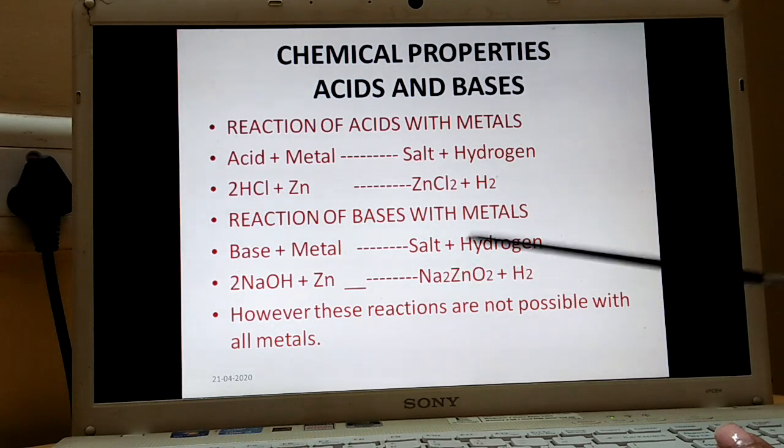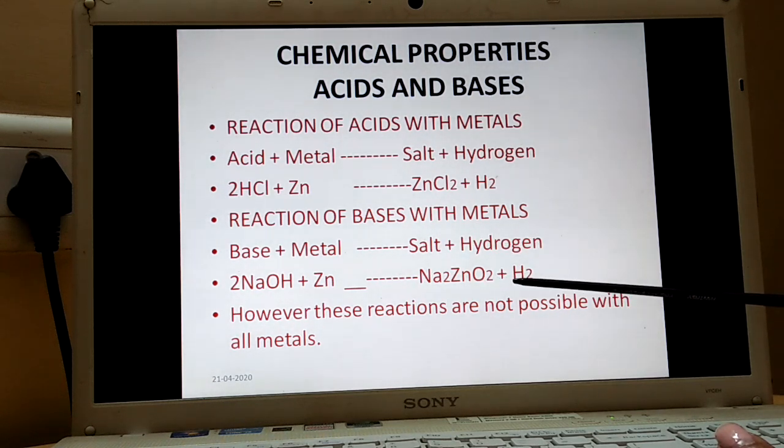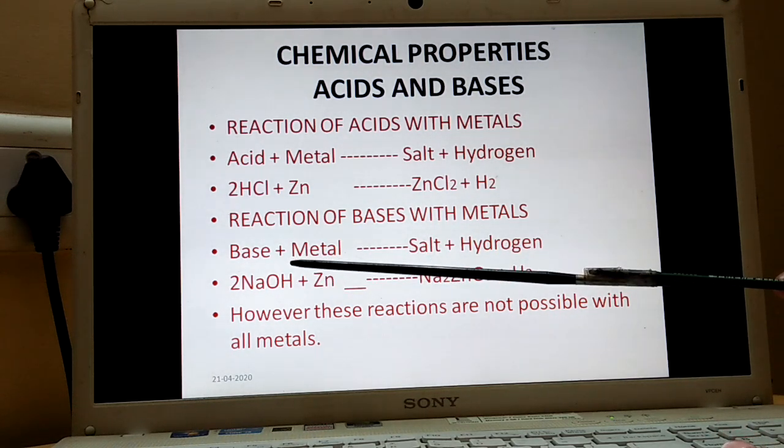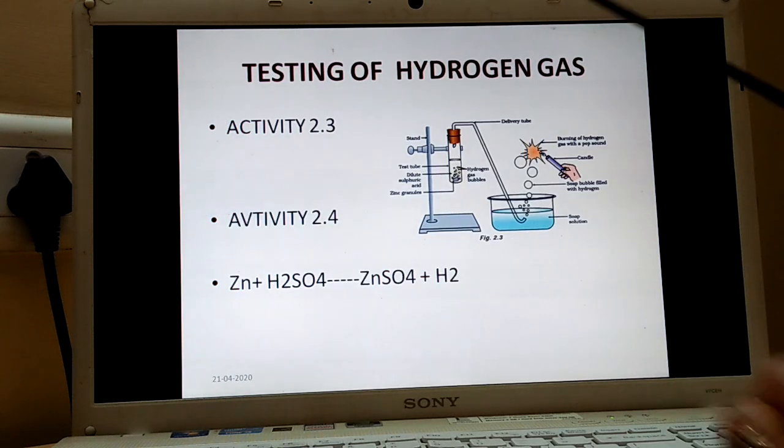Sometimes the question can come, what is sodium zincate? So you can easily write down, learn its formula, Na2ZnO2. That is, it is formed whenever zinc metal is made to react with the alkali sodium hydroxide.